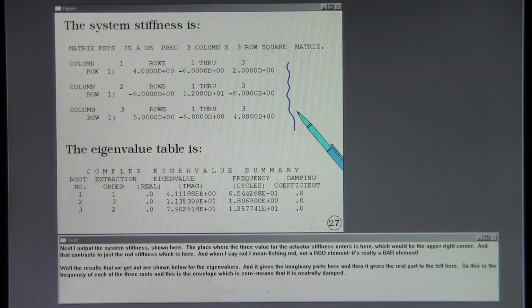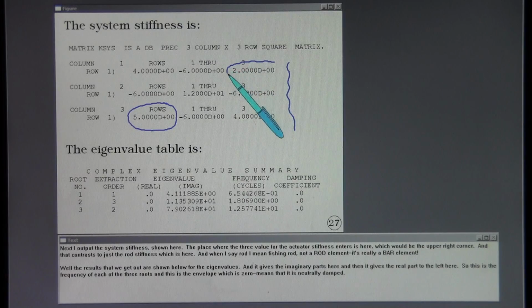The place where the 3 value for the actuator stiffness enters is here, which would be the upper right corner, and that contrasts to just the rod stiffness, which is here. And when I say rod, I mean fishing rod, not a rod element. It's really a bar element.